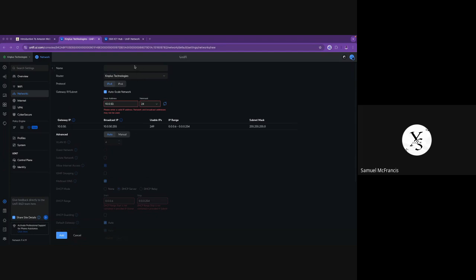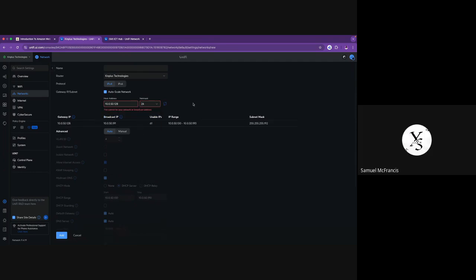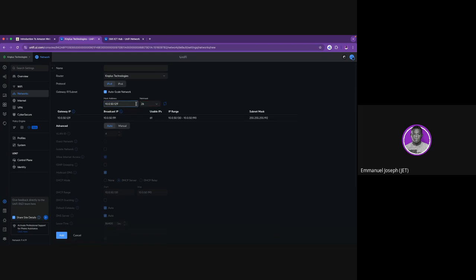128 to, calculator, 128/26. Oh, 129. Exactly. So you can see this cannot be your network or your broadcast address. 0, the default, is the network, and 255 is the broadcast. You can see we now have an IP range from 129 to 190. So this becomes class C subnet 3.